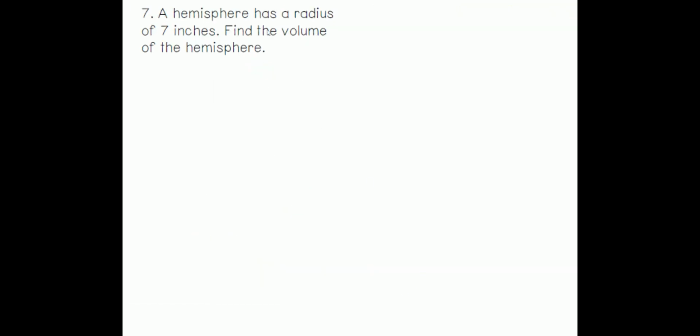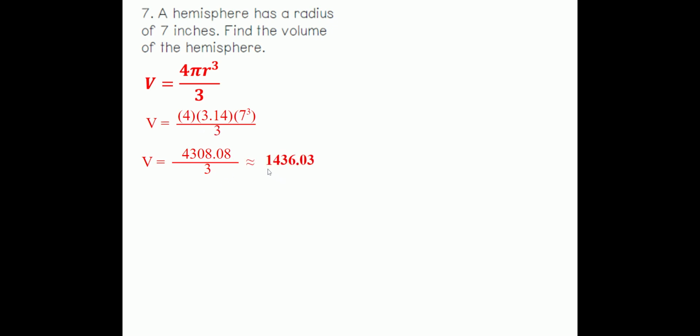All right, we're going to start some word problems. A hemisphere has a radius of 7 inches. Find the volume of the hemisphere. So let's rewrite our formula. We don't know volume, but we do know 4 is 4. Pi is 3.14, and radius is 7 inches because it says so. So radius to the third. And finally, divide that by 3. Multiply the top out, 4 times 3.14 times 7 times 7 times 7 is 4,308.08. Divide that by 3, and you're going to get an answer of 1,436.03.